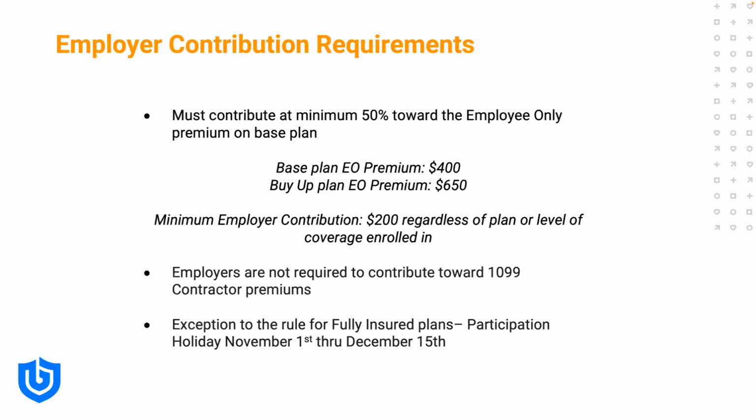Okay, so employer contribution requirements. To remain compliant, employers must contribute at minimum 50% toward the employee-only premium of the base plan when offering medical insurance. For example, if the group is offering two plans and the employee-only premium on their HMO base plan is $400 and the employee-only premium on their PPO plan is $650, the group would be required to contribute a minimum of $200 towards an employee's coverage, regardless of what plan and level of coverage they choose.